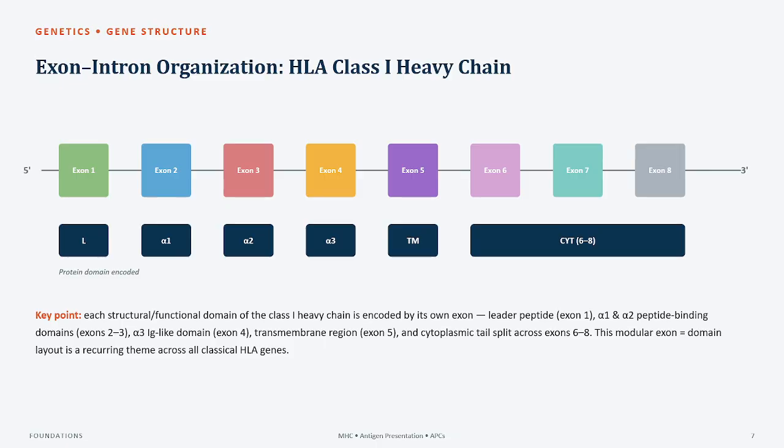There is an exon intron organization. Take the HLA class 1 heavy chain. Each structural functional domain of the class 1 heavy chain is encoded by its own exon. The leader peptide is encoded by exon 1, the alpha 1 and alpha 2 peptide binding domains by exons 2 and 3, the alpha 3 Ig like domain by exon 4, and the transmembrane domain by exon 5. This way these things are well categorized.